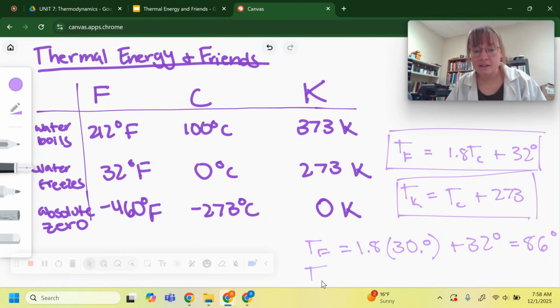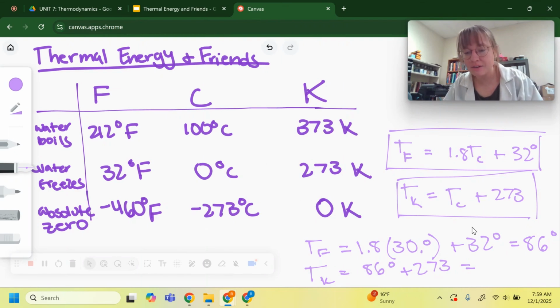If I wanted to know the temperature that day in Kelvin, I would say, well, that's the temperature that day in degrees Celsius plus 273. So that's going to be, okay, sorry, team, that's going to be 30 degrees Celsius plus 273. You could do that in your head, but I'm going to use a calculator because I'm like that. It's 303 Kelvin.